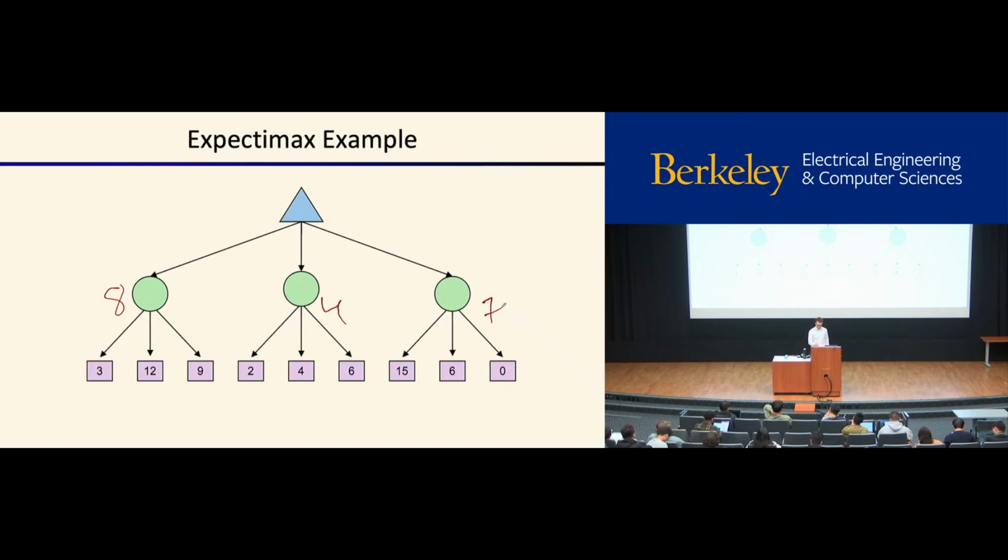It chooses the best one. So it's going to choose this one. It's going to say, I don't know which outcome I'm going to get, but it's probably going to give me value 8 on average. It's not going to give me value 8 ever. It's going to give me value 3 or 12 or 9. But on average, it'll give me value 8. And that's better than getting 4 or getting 7.